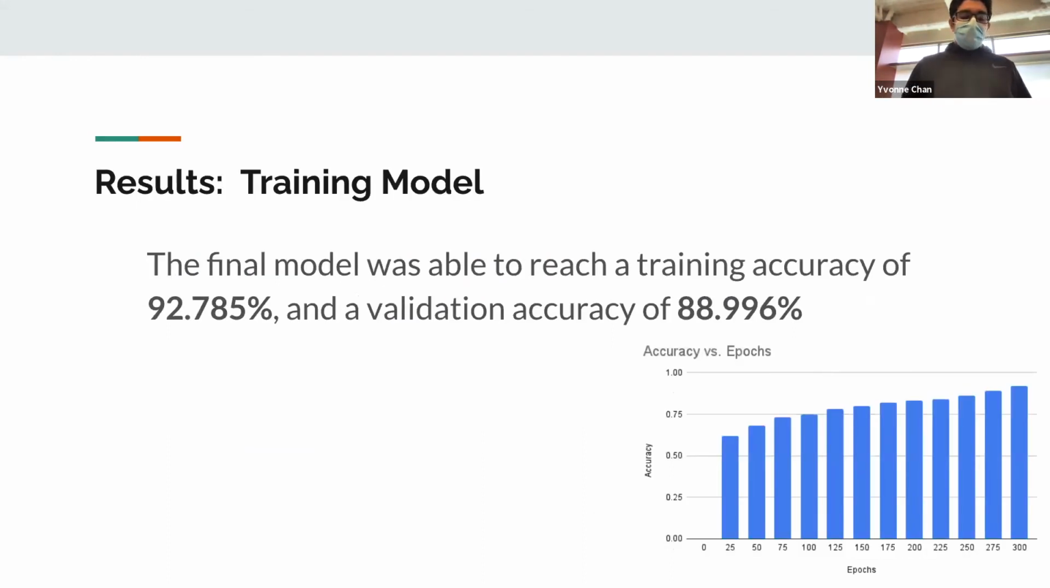After completing this project using my existing dataset of around 200 images, I was able to get a training accuracy of 92.785% and a validation accuracy of 88.996%. I ran this project for 30 epochs with a learning rate of 0.001.